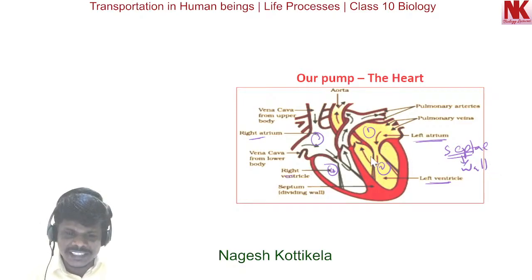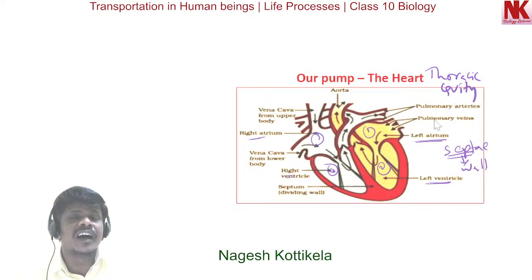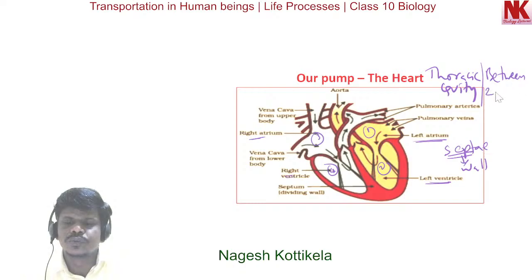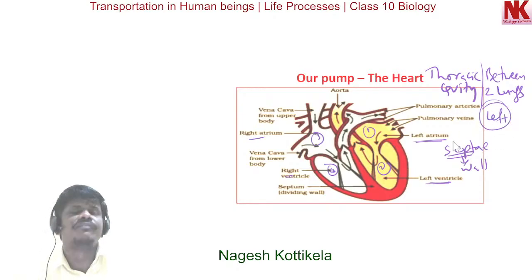Okay, and this human heart is situated in the thoracic cavity, and it is between 2 lungs. Now it is slightly towards left.